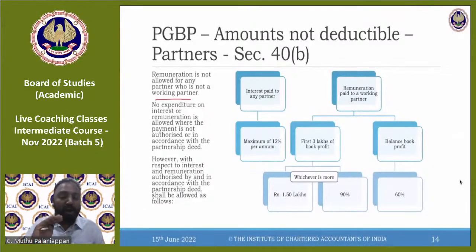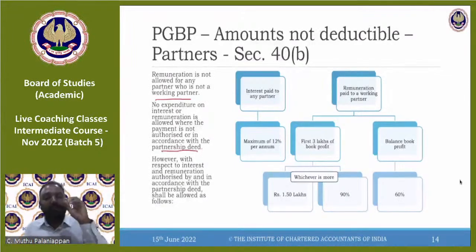Remuneration is not allowed for partners who are not working partners, that is your sleeping partner and so on. It is not allowed for them. Similarly, to claim this, it must be authorized under the partnership deed. Only if the partnership deed says interest or salary, that is remuneration, can be provided, then it is allowed. Unless it is provided in the partnership deed, it cannot be provided. However, interest and remuneration in accordance with the partnership deed shall be allowed as follows. So what is allowed?